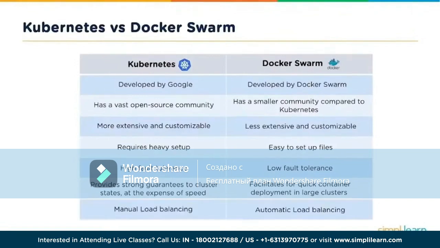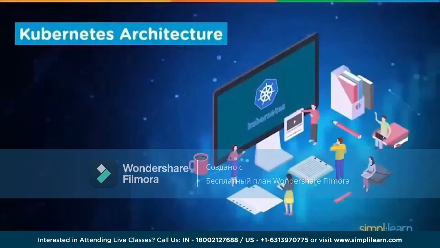Two interesting differences are that with Kubernetes, the load balancing is still manual, and it'll be interesting to watch how Kubernetes matures that skill set. In contrast, load balancing is automatic within Docker Swarm. So let's dig into the Kubernetes architecture and expose some of those key elements.